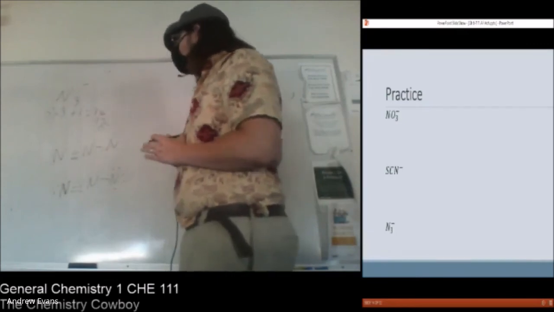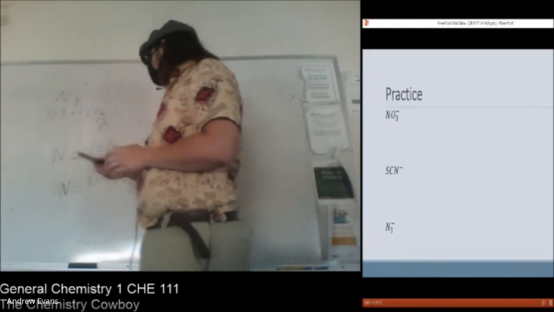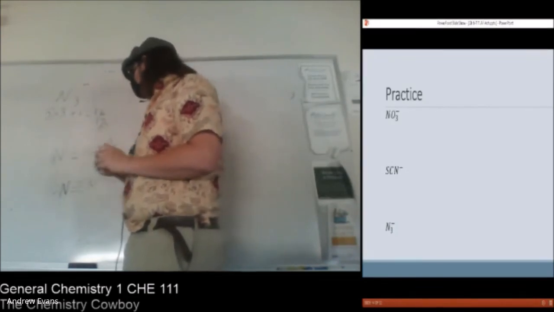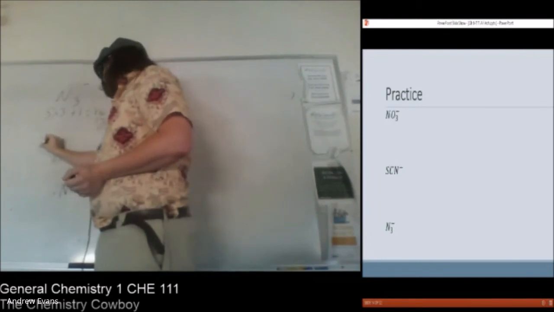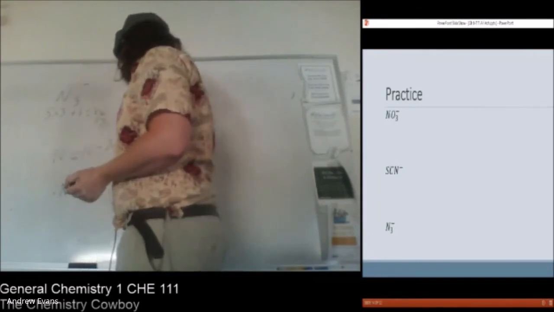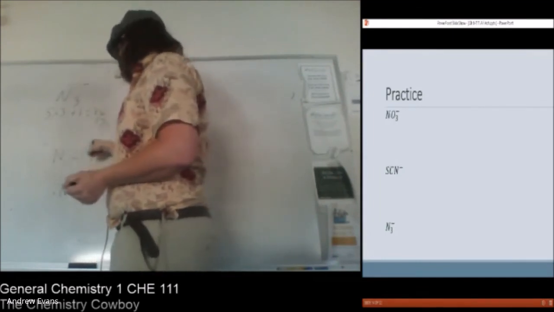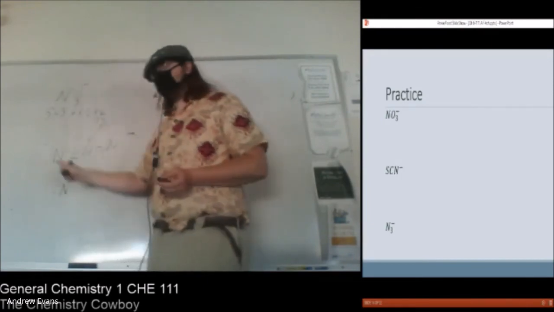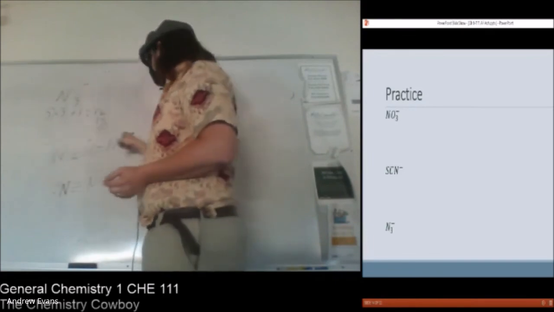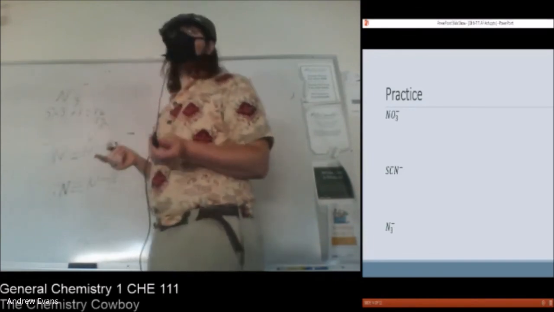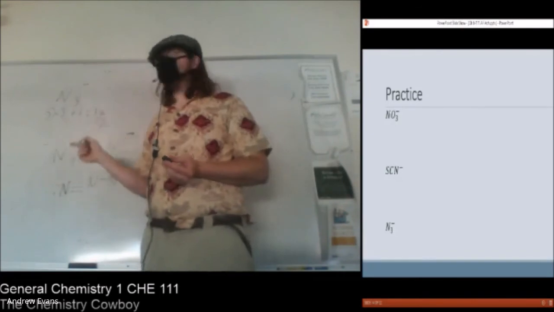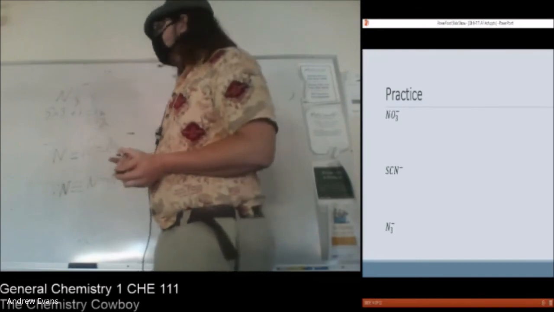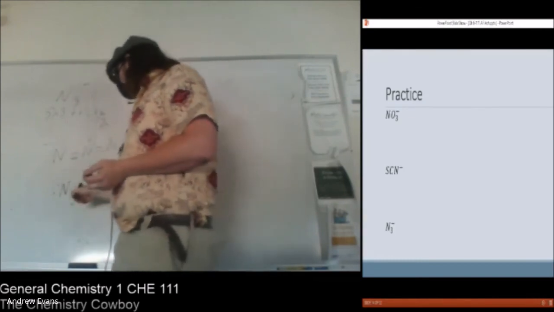Nitrogen, in all cases, should have 5. In this case, 1, 2, 3, 4, 5, 6. Formal charge of 1 minus. Formal charge of 1 minus. 1, 2, 3, 4. Formal charge of plus 1. Negative 1, positive 1, negative 1, add up to negative 1. N3 1 minus, negative 1. That's our situation.